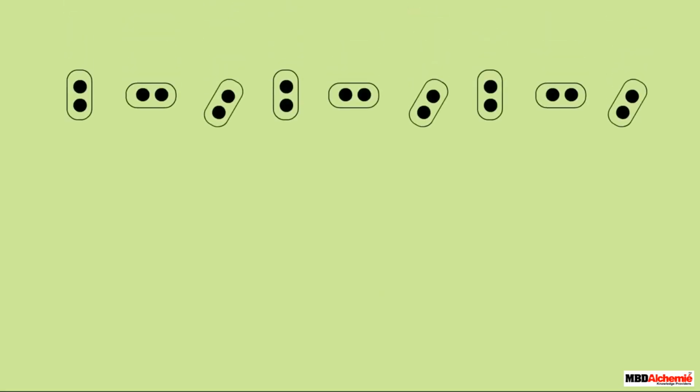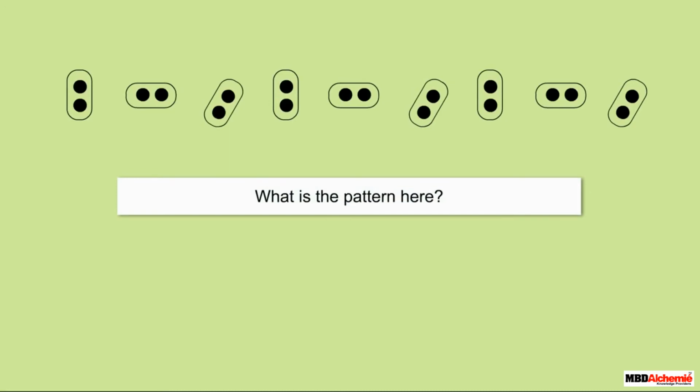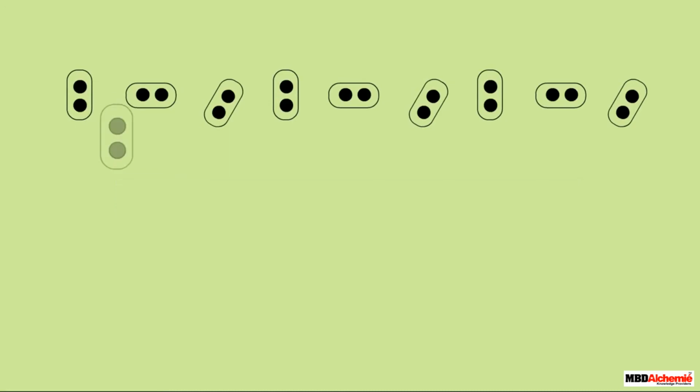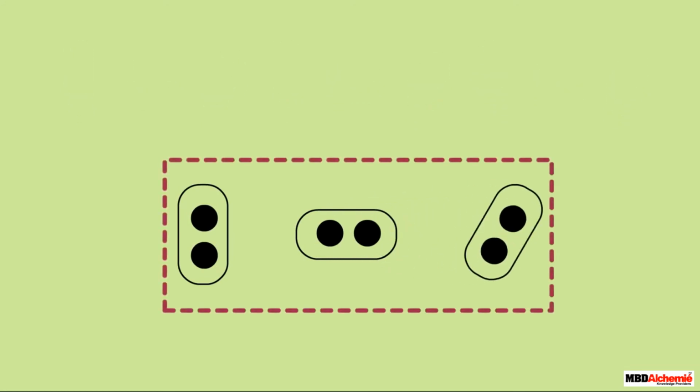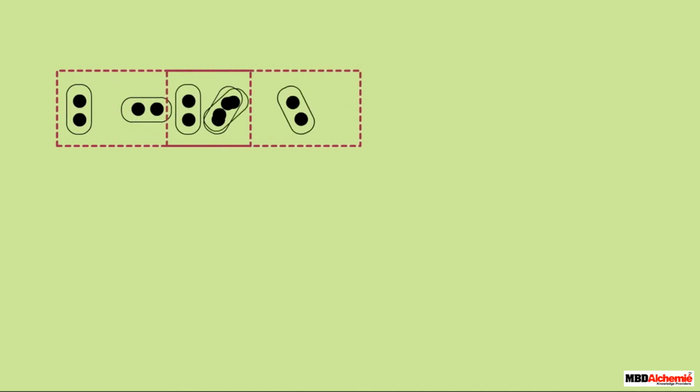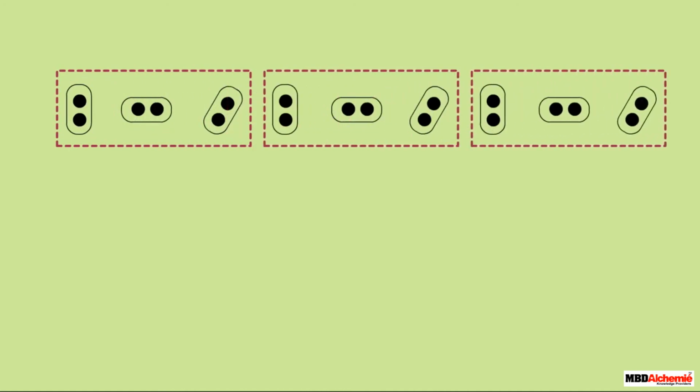Let us look at some more patterns. What is the pattern here? First, there is a half turn and then a 1/3 turn. This makes a group. Repeating this group, we get a pattern.